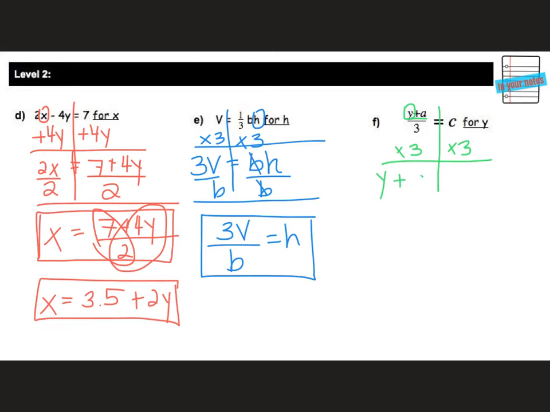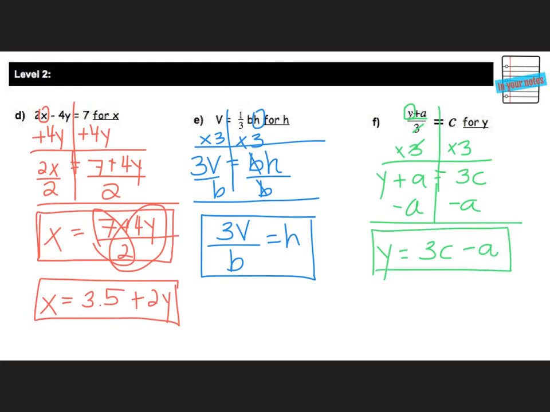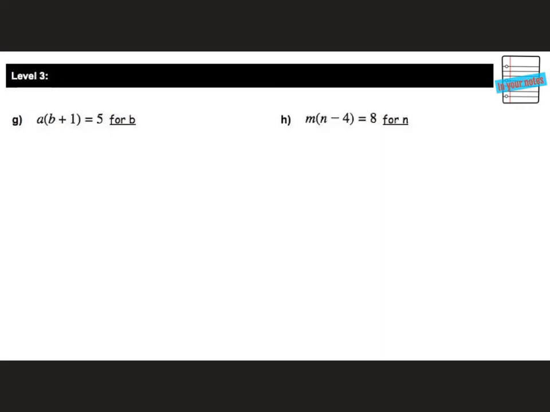So now we'll have y plus a equals 3 times c. Now to get y by itself, we need to get rid of our plus a by minusing a. And we'll be left with y equals 3c minus a. So we can see as we look from those level 1s to level 2s, level 1 typically has one step, where these level 2s, we are working with multiple steps to get our variable by itself.